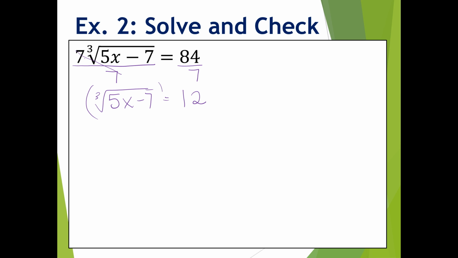Now, what we're going to do here is we're going to cube both sides. Okay, so again, the cube root and cube cancel, and we're left with 5x minus 7 equals 12 cubed. Now that's an interesting thing. I know a lot of you guys are going to take your calculators out right now and do 12 times 12 times 12, because that's what 12 cubed means.